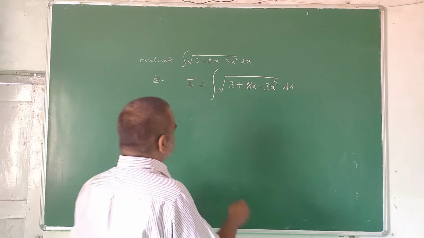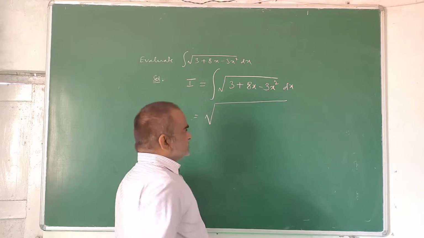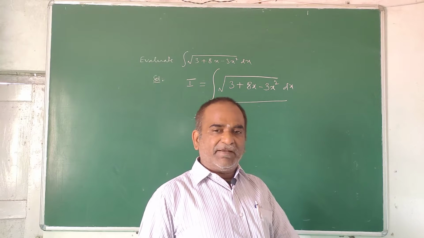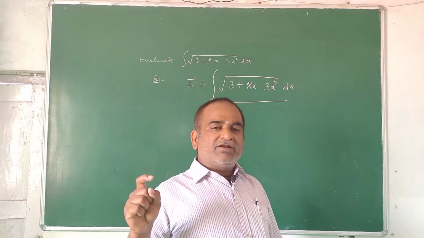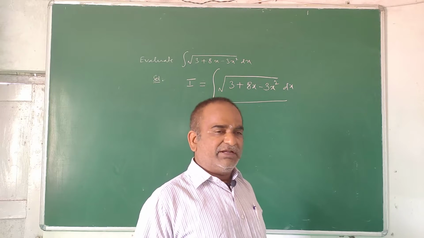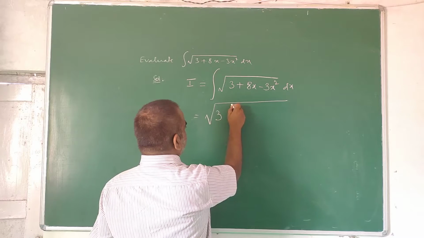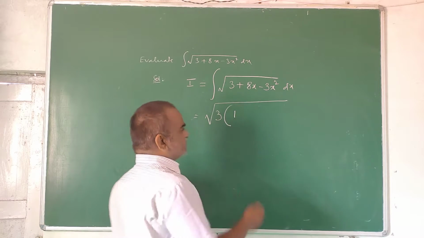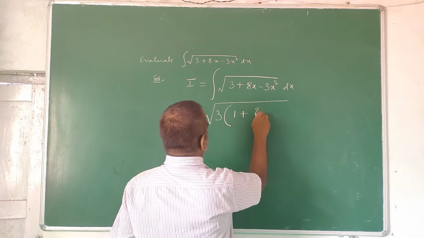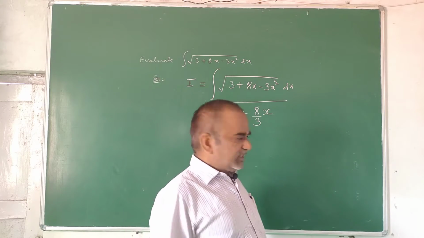Right? So now this is equal to root over, we should make the x square coefficient unity, negative unity or positive unity, no problem. But the x square coefficient should be -1 or +1. Other than that, you should make it unity. So here please take 3 common. So if you take 3 common, you will have 3 ones are 3 plus 8 by 3 into x minus x square.